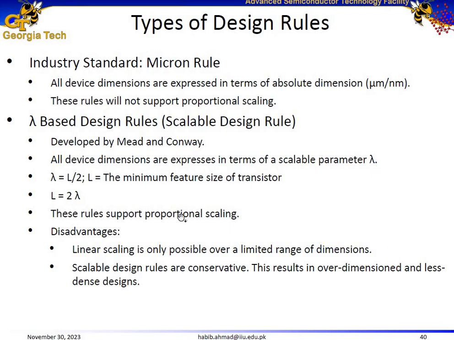But what is lambda? Lambda is equal to L divided by 2. What is L? The minimum feature size, the technology node, the spacing between the drain and the source. So lambda is equal to half the technology node, or in other words, you can say that this minimum feature size is equal to 2 times lambda. So all the dimensions are actually represented in terms of lambda.